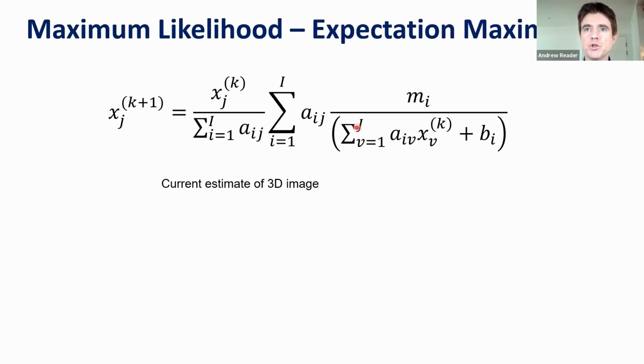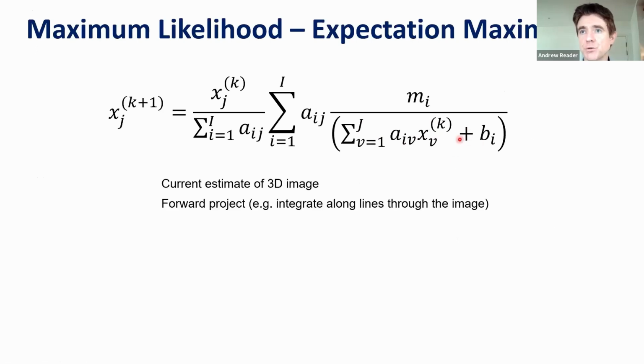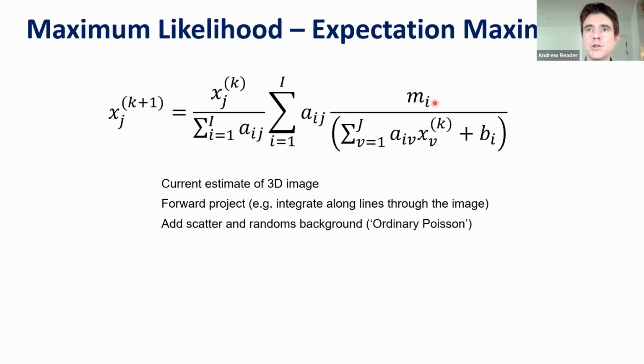Given a current image, you forward model it with your acquisition model. And notice here I've also included the scatter and randoms background. So once you've done the forward projection, just to be clear, the current estimate of the 3D image is xjk, which I'm showing here. Forward project here, add on the scatter and randoms background. You do the ratio here. There we go, the ratio between the measured data and the forward model.